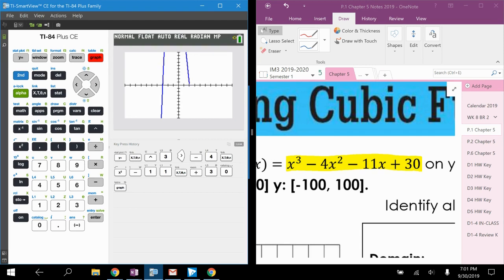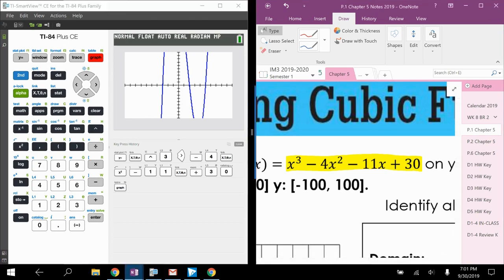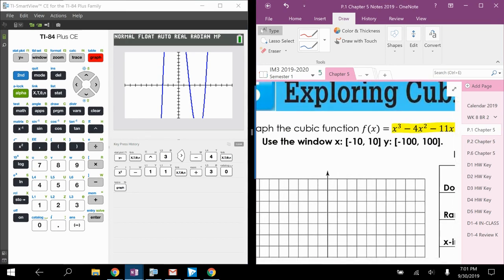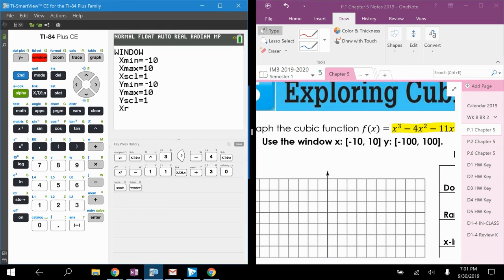So when you press graph, you'll notice it's not that visually appealing. So I did provide here on your notes, which will be super important that you understand what this means. Use the window -10 to 10 and -100 to 100. So go ahead and press window on your calculator. And you can kind of see those characteristics here. The -10 and 10 are good to go.